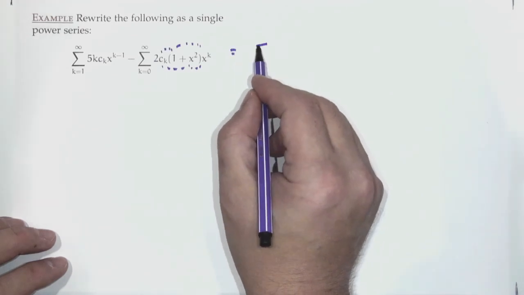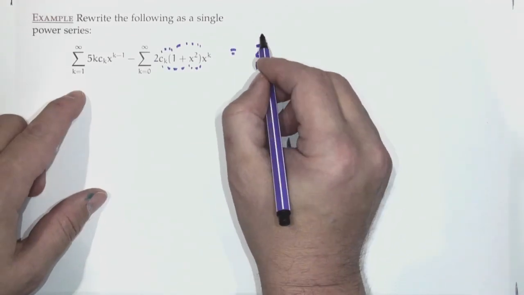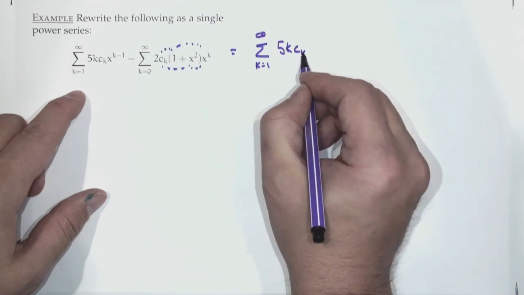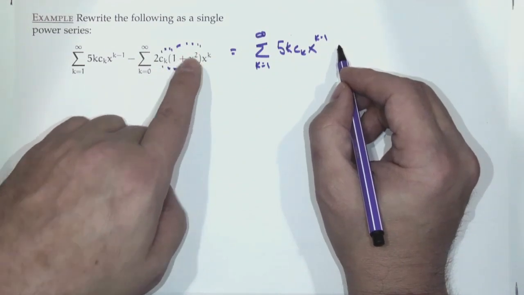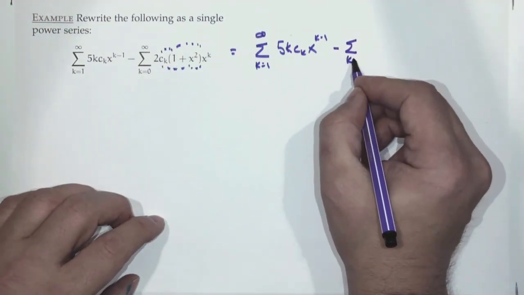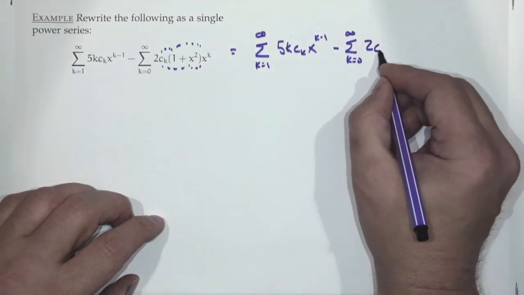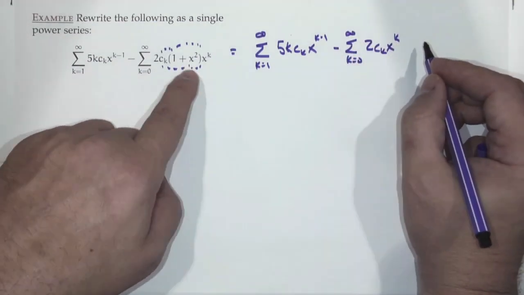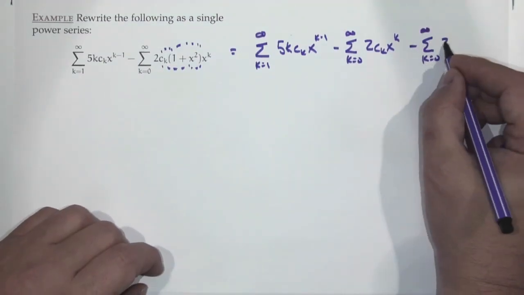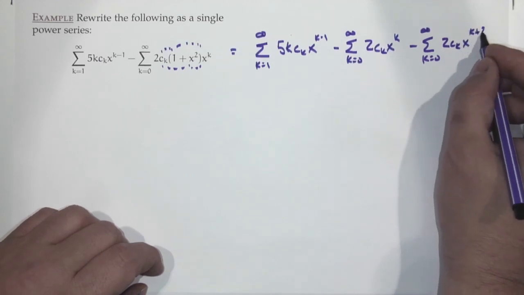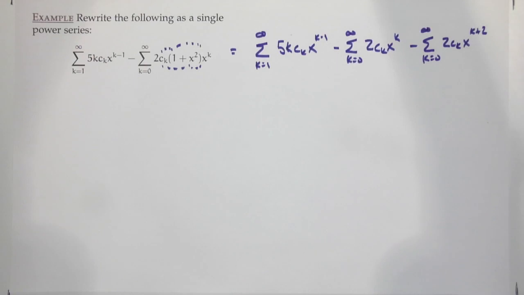So this is the same as this sum. We have our first sum, 5k c sub k x to the k minus 1. Then minus, and we'll just grab just the first one, just the one. So that's the sum k equals 0 to infinity 2c sub k x to the k. And now grab the x squared term, and that's a separate sum. k equals 0 to infinity 2c sub k x to the k plus 2. That's our great aha. So in other words, the same thing that allows us to push sums together allows us to pull sums apart.